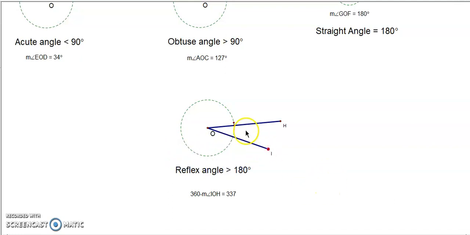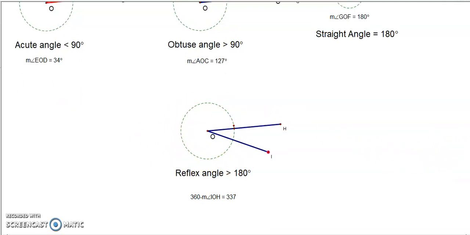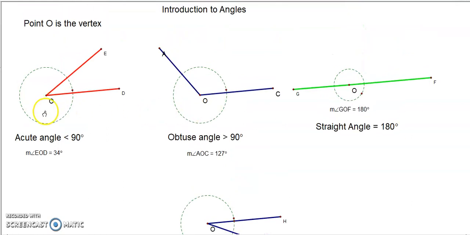Now we have the different types of angles. We have the reflex angle here, it's bigger than 180. And then we have up here the acute angle, less than 90, bigger than 90 for the obtuse angle, and the straight angle is 180 degrees.